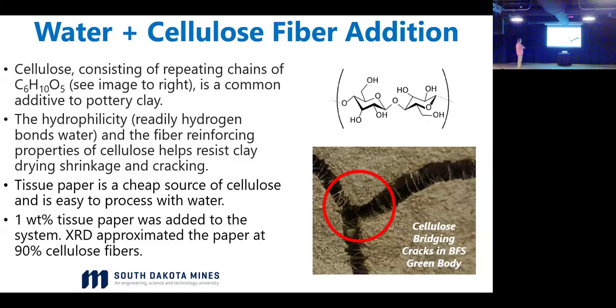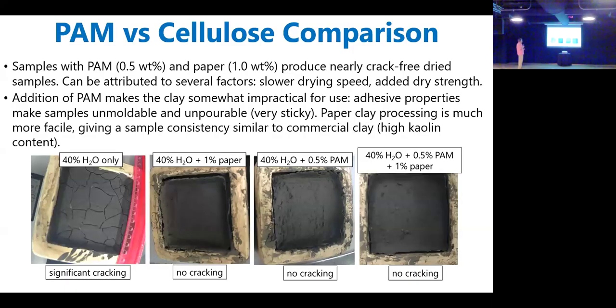And like I said, we used 1% tissue paper to help give structure. And as it turns out, it slows down that drying pretty significantly. So here's some results: 40% water only, a lot of cracking; 40% water with the tissue paper, no cracking. Right? So the tissue paper gave both the structure and also reduced the drying very significantly, no cracking.